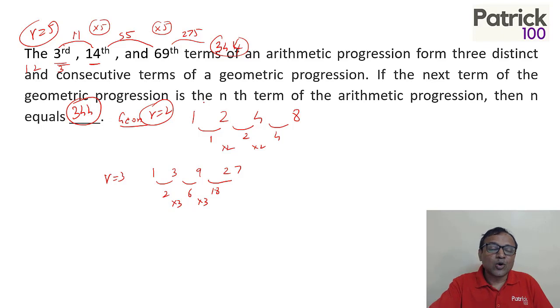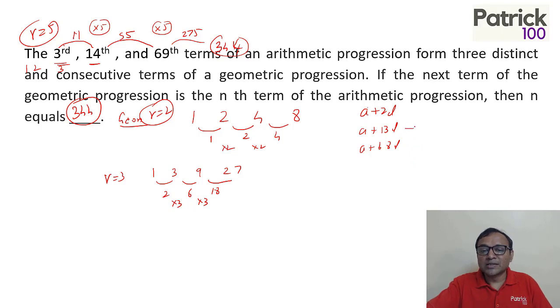You can obviously solve using equations, but it becomes long. You can take the arithmetic progression: the third term is a plus 2d, the 14th term is a plus 13d, and the 69th term is a plus 68d, and they are in GP. You can use any expression as such, whichever way you want, and then try to figure out how to go about it.